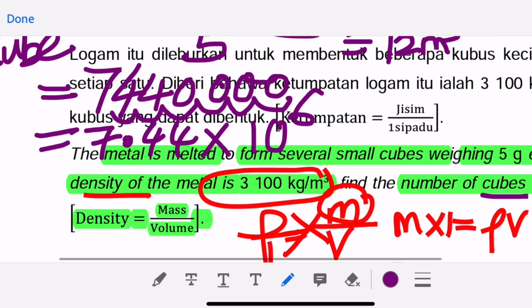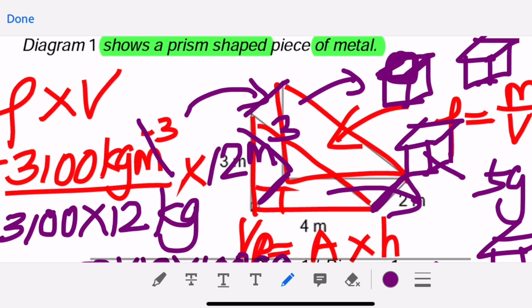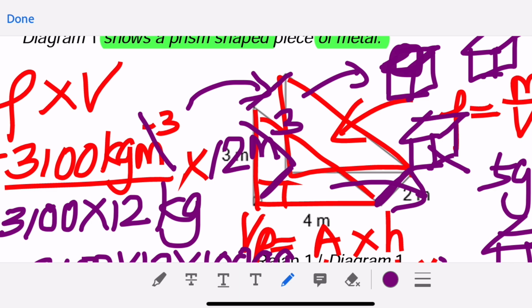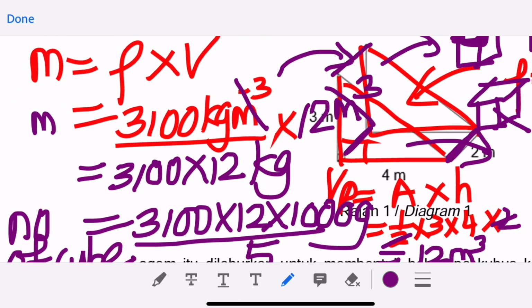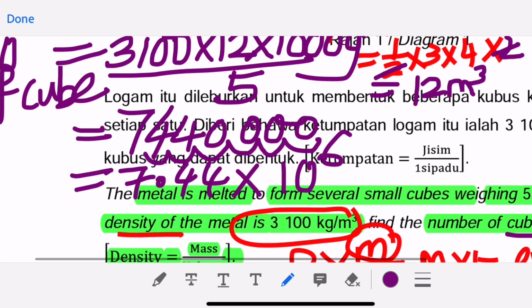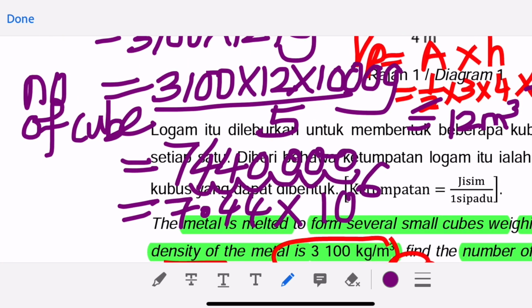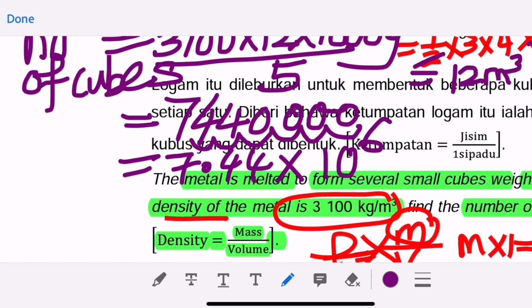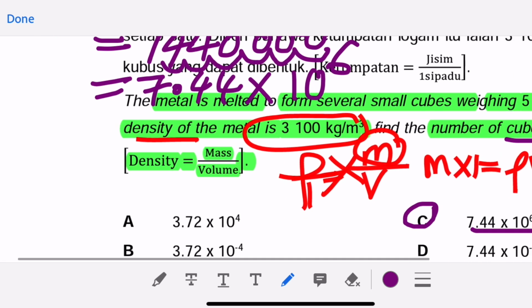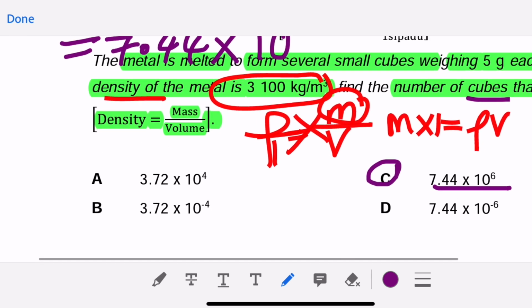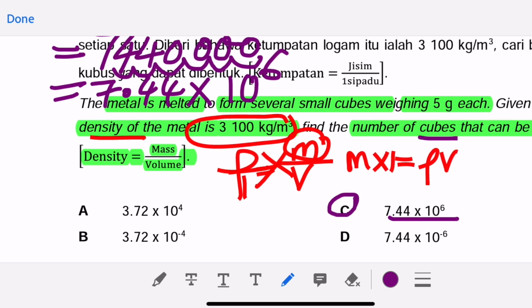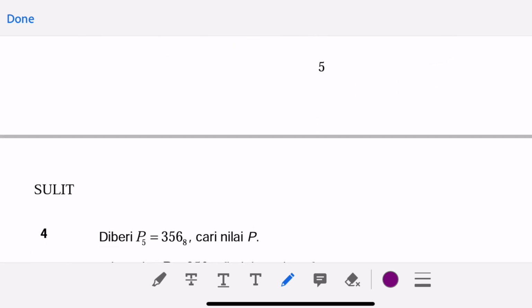Do you understand? So when you see a question like this, they give you the solid. You have to find the volume for the metal. After that, from the volume, you can find the mass. From the mass, you will have to convert to the number of cubes that can be formed. So the number of cubes is 7.44 times 10 to the power of 6. So for this formula, you must know how to apply. Okay, your thinking skill must be good. Okay, that's about the volume.